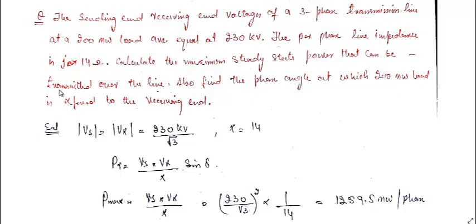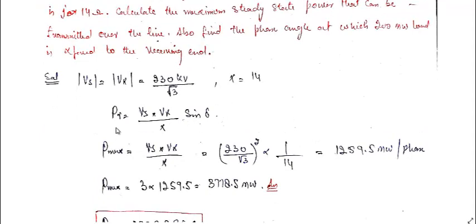First, we'll calculate the maximum steady state power. We know that Vs in this case is the same as Vr, that is equal to 230 by root 3, that is the phase voltage, and X is equal to 14. So Pr, that is the receiving end power, will be equal to Vs into Vr by X sine of delta. So Pmax will be equal to Vs into Vr by X, that is equal to (230 by root 3 kV) whole squared, because this is 230 by root 3, this is 230 by root 3, into 1 by 14. It comes out to be equal to 1259.5 megawatt per phase, because we are using the phase value of the voltage.